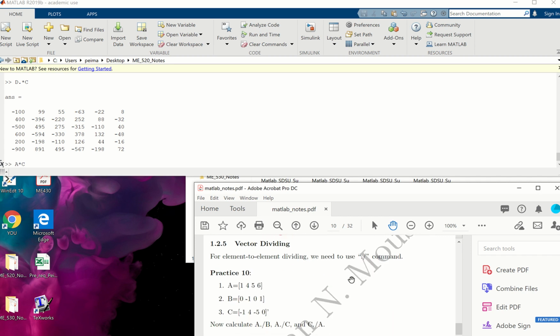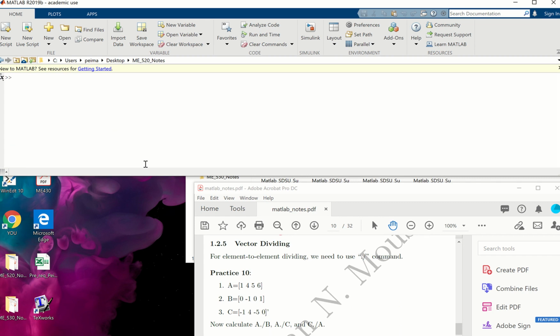After multiplying the vectors, now it's time that we go to vector dividing. Clear? For element by element dividing, we need to use this dot command. So if I say A is 1, 4, 5, 6, which is a row, and B is 0, minus 1, 0, and 1. I forgot the brackets. See, this is another row. So I can write A dot slash B.